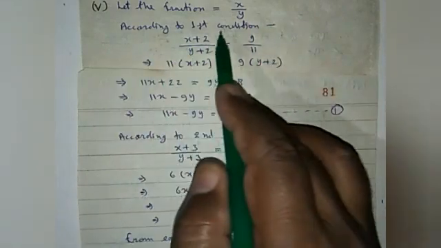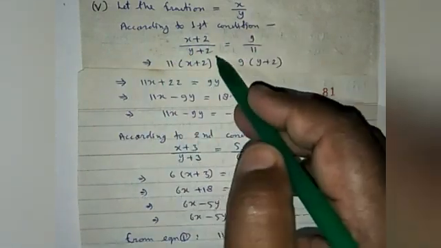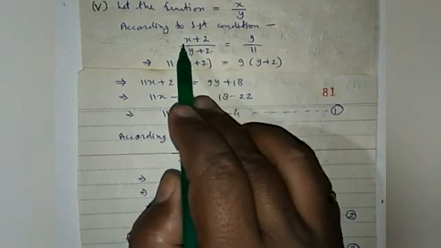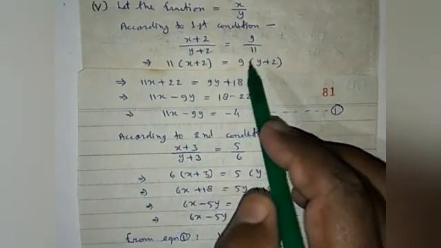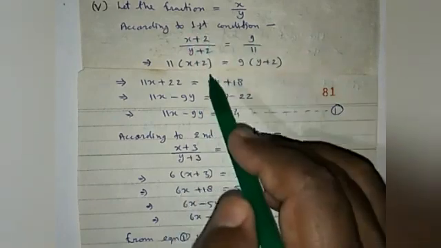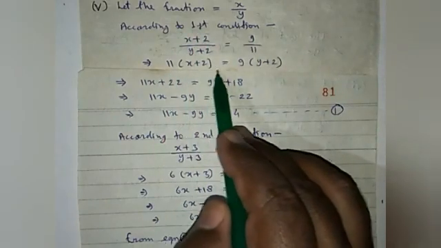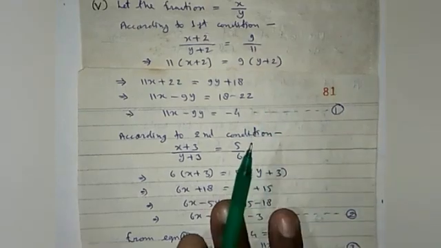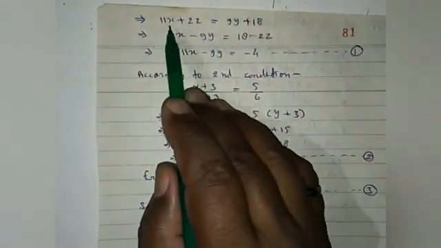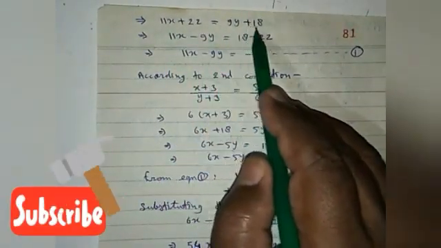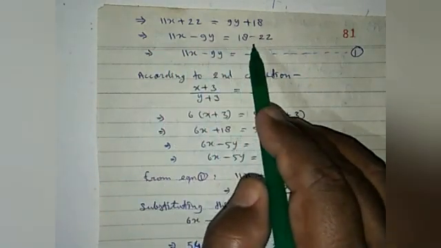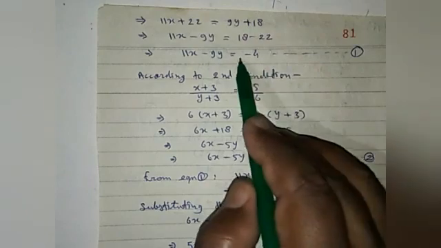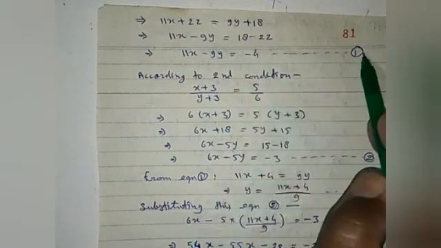So according to first condition, 2 is added to both numerator and denominator. So here X plus 2 upon Y plus 2, that is equal to 9 by 11. By cross multiplying, here we have 11 into X plus 2, that is equal to 9 into Y plus 2. So here 11X plus 22 equal to 9Y plus 18. So here 11X minus 9Y is equal to 18 minus 22, that is equal to minus 4. So it is equation number 1.